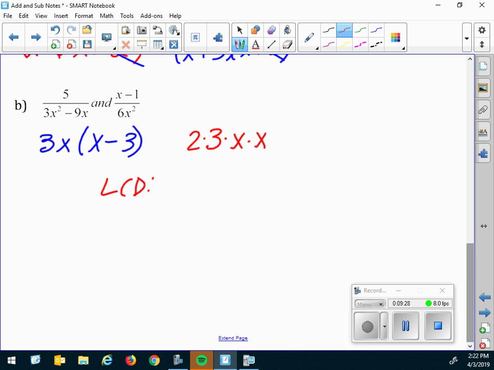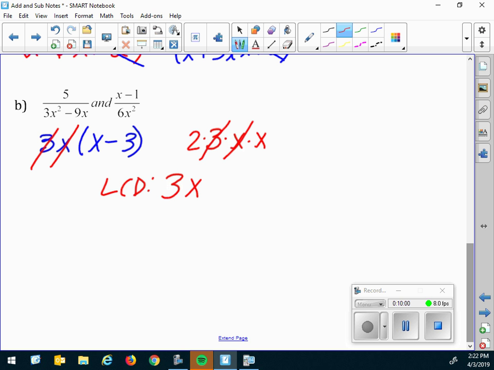Okay. Do we have any common factors in those two lists? We've got a 3 and an x. So we've got a 3. We're going to write that down. Now, this x, not with this one though, with the other one. Why with the other one? Because it's being multiplied. That x has a minus with it.